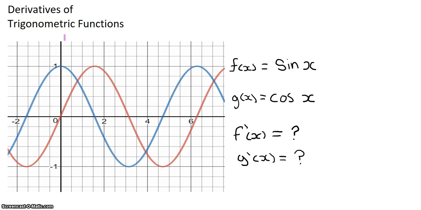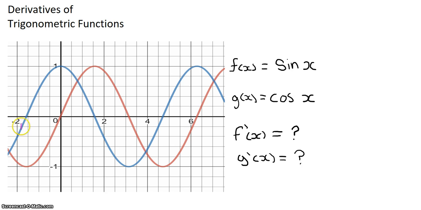Okay, so today we're going to be talking about the derivatives of trigonometric functions. And to do this, we're going to look at the functions of sine x and cos x on a graph. So the red line here is a sine x graph, and the blue line is a cos x graph.